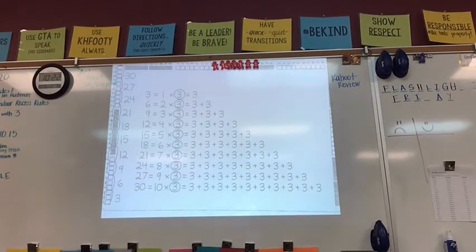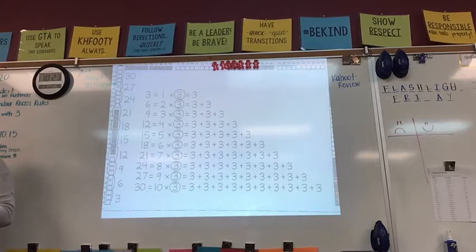Who else noticed a different pattern? Emerson. It goes odd, even, odd, even, odd, even. How many of you found that? That was great. That's great work, friends.